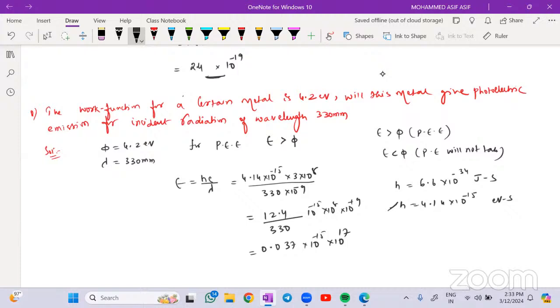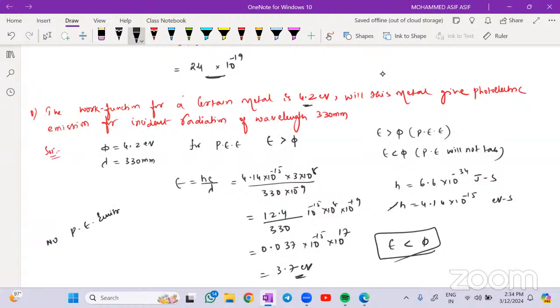Got it? So our energy is 4.2. This is approximately, if I think, this will be somewhere around 3.7 into 10 power minus n electron volt. So obviously your energy is lesser than your work function. As your energy is lesser than work function, there is no photoelectric emission. So the answer is no photoelectric emission.